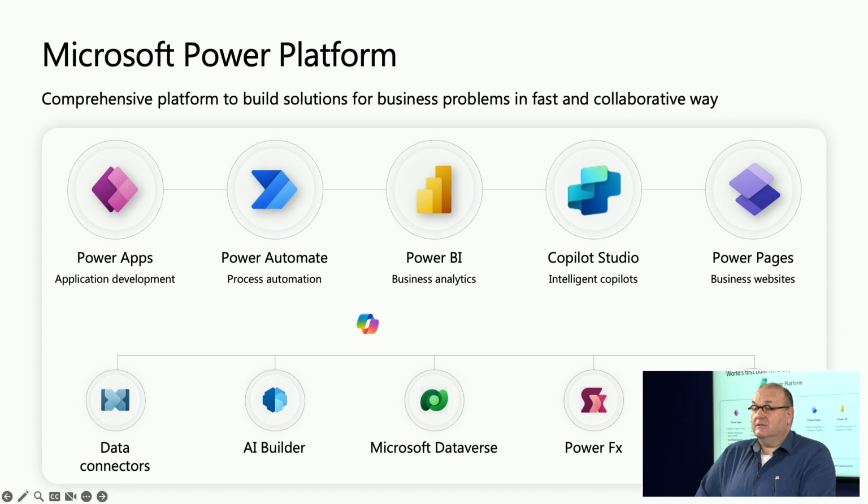Then at the bottom, we have components to integrate into your landscape, to make sure that we can connect to all your systems of record through data connectors. It's an easy way to hide the complexity of an API for the developer of an app, an automation, a Copilot or a page.